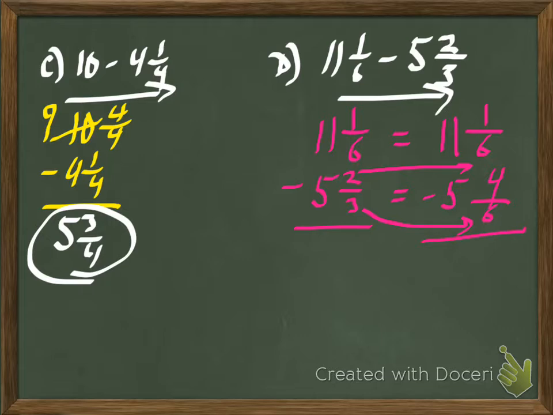And where do we borrow from? The 11. Yeah, and it becomes? 10. And when I borrow from the 11 and it becomes 10, I get how many sixths? Well, I get 6 plus the one I already had, 7, so it becomes 7/6. Yeah, 7. Okay. Let's not get ahead of ourselves. 10 minus 5? 5. And 7/6 minus 4/6 is 3/6. Am I done?